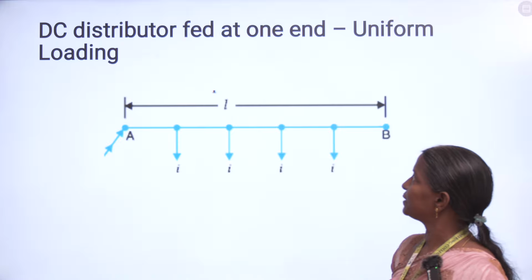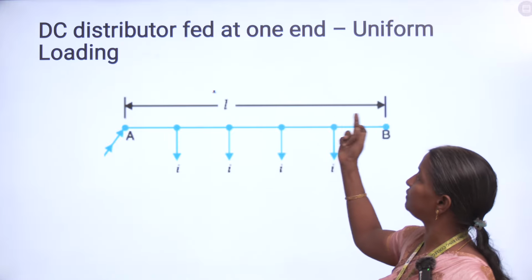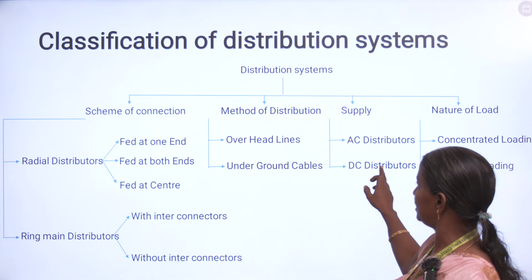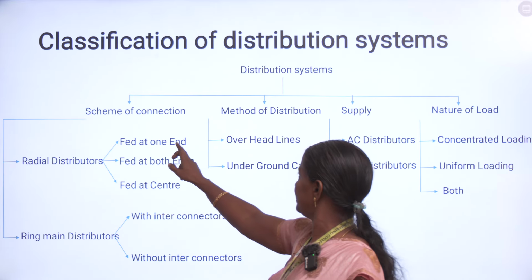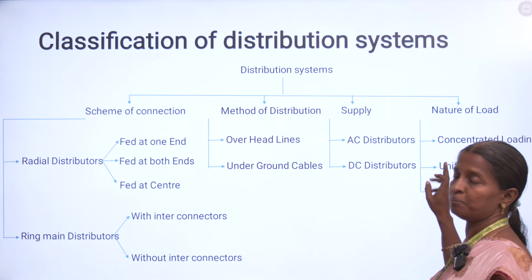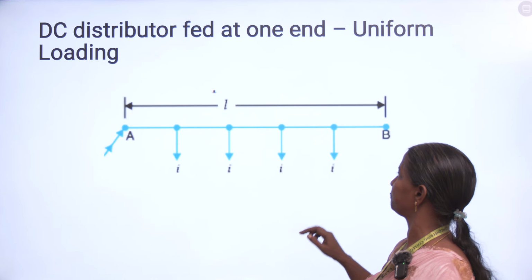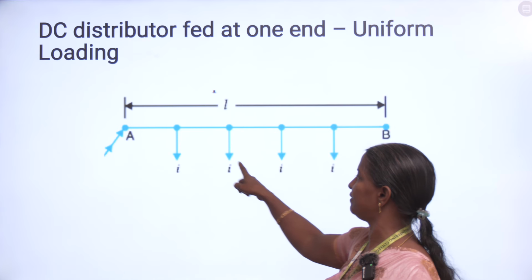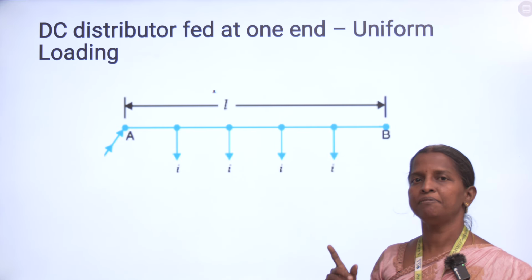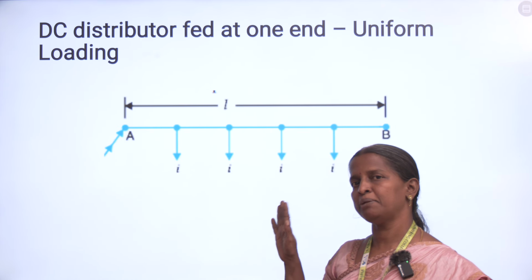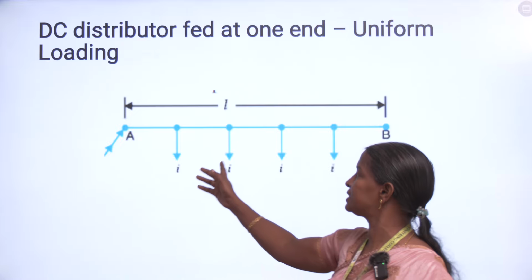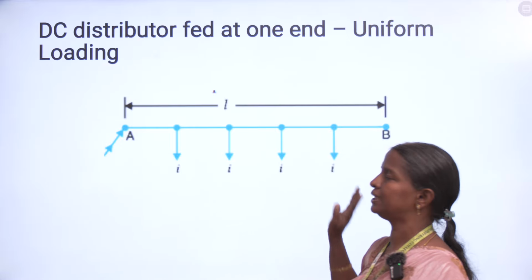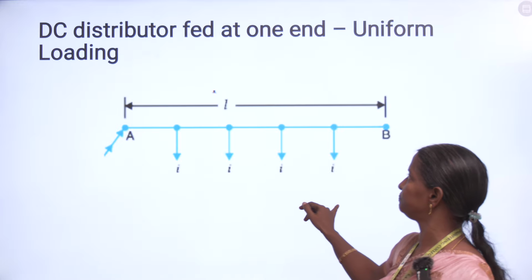And the next one is the DC distributor fed at one end for uniform loading. That is the second category. Here we have to tap the current at regular intervals and the current value must also be the same. For example, if you are taking a current value of 2 ampere per meter, that means for every 1 meter length you have to tap a current of 2 amperes. That is called uniform loading.